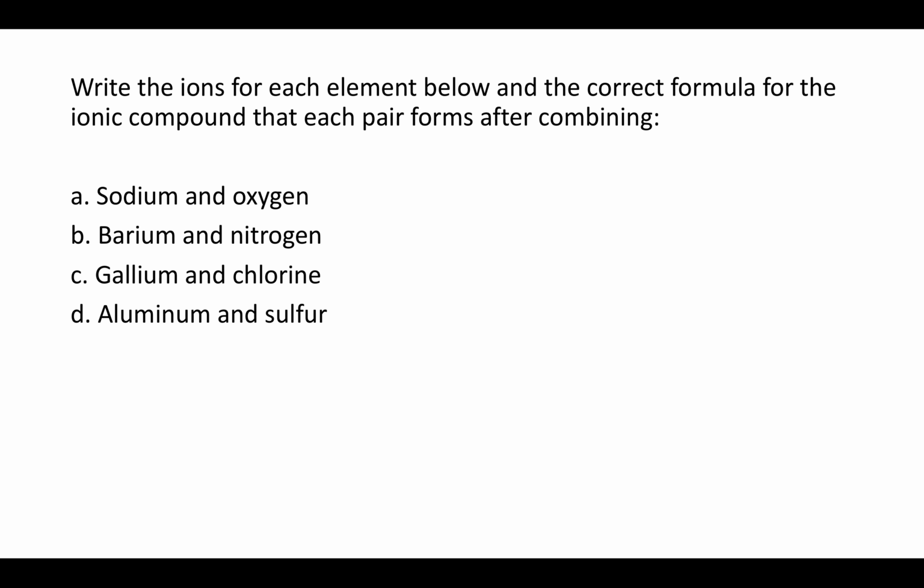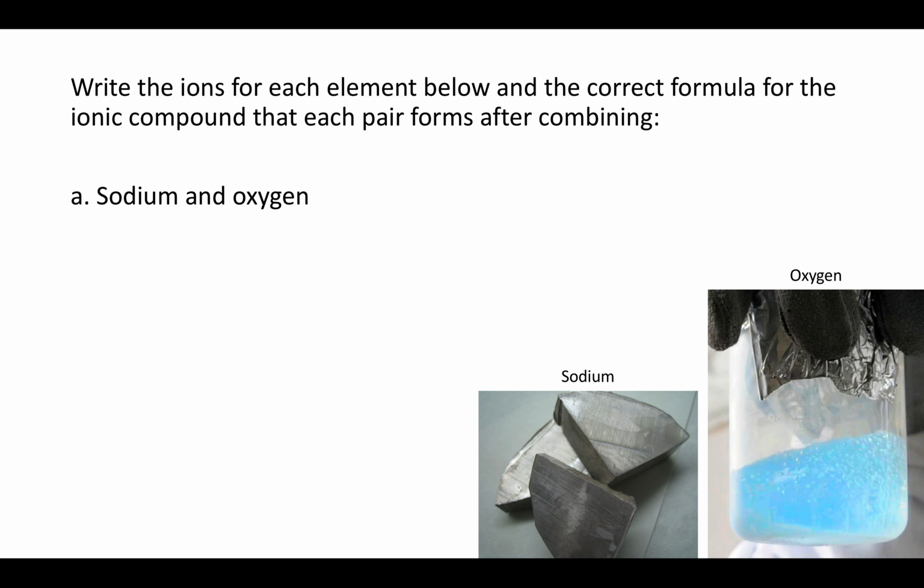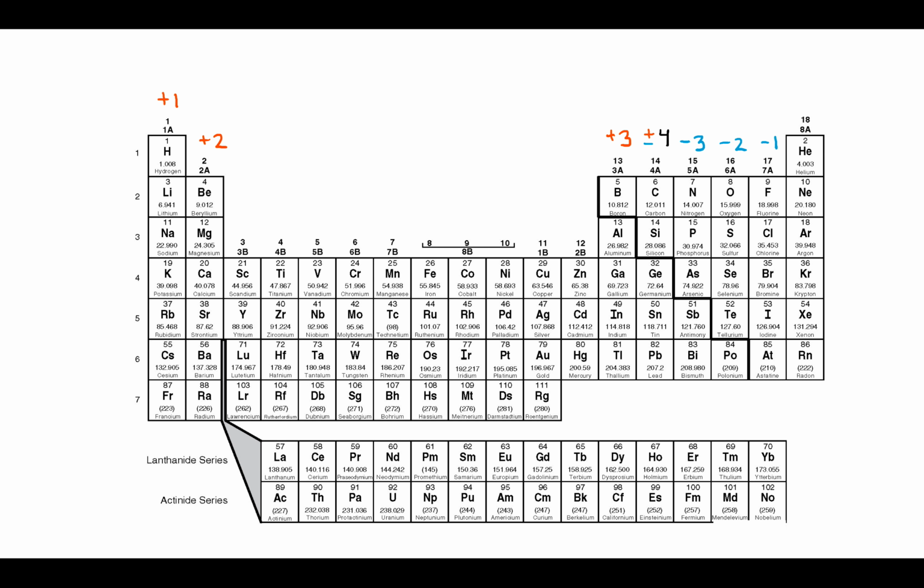Okay, so this says first write the ions for each element below, and the correct formula for the ionic compound that each pair forms after combining. So first, sodium and oxygen. The first part of the question says to write the ions for each element. So first, sodium. Sodium is Na. It's on the left side of the periodic table, and it has a plus 1 charge.